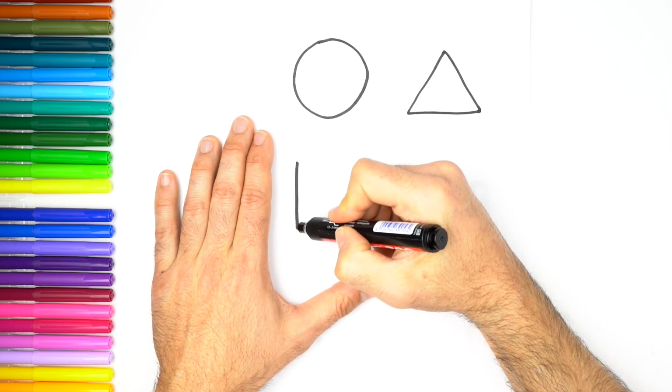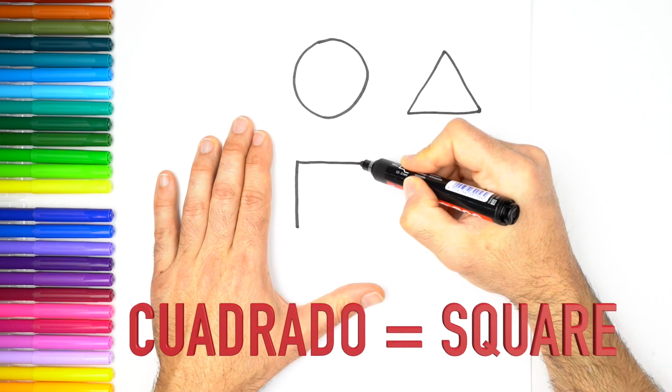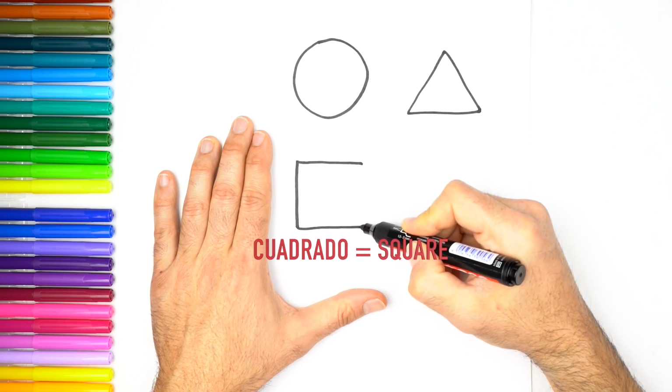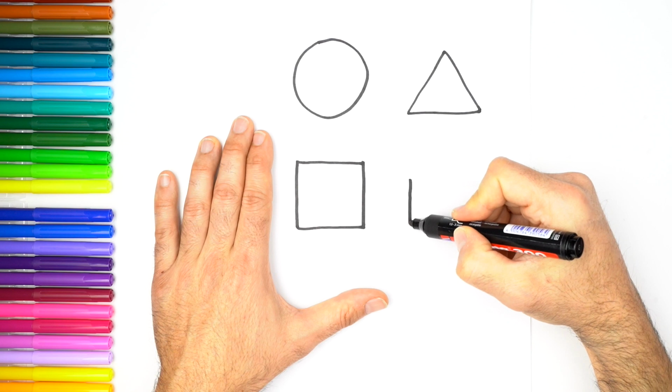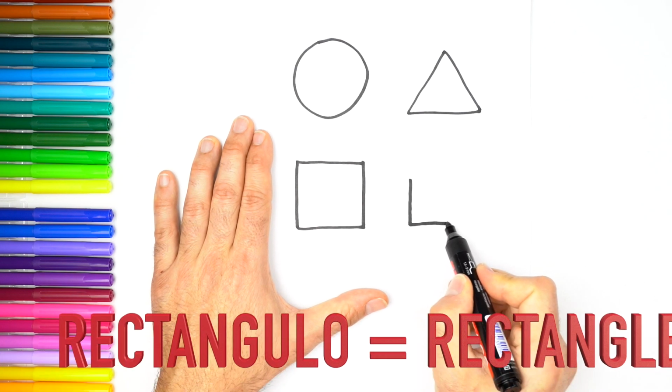Now we draw a square that in Spanish is said CUADRADO. A square has 4 sides and they are all the same size. We draw the rectangle that is said RECTANGULO.